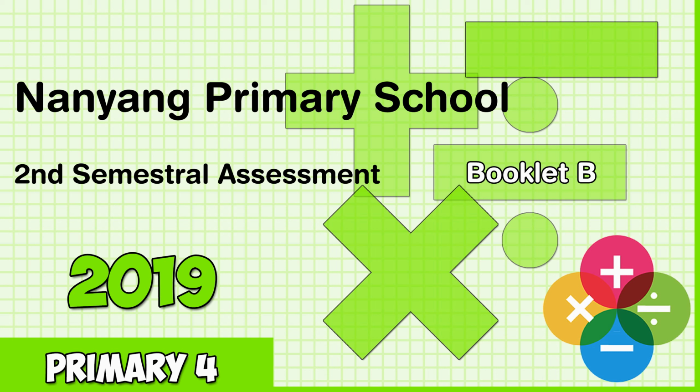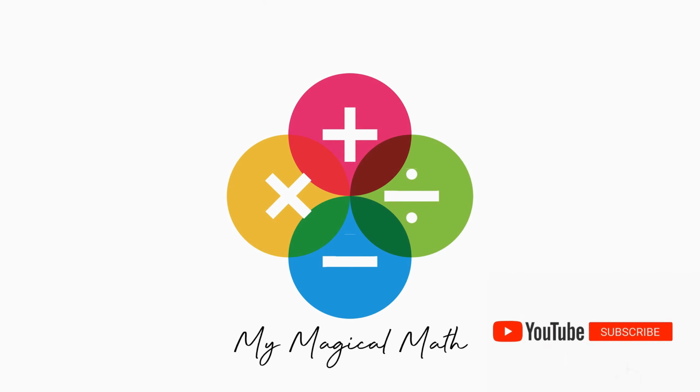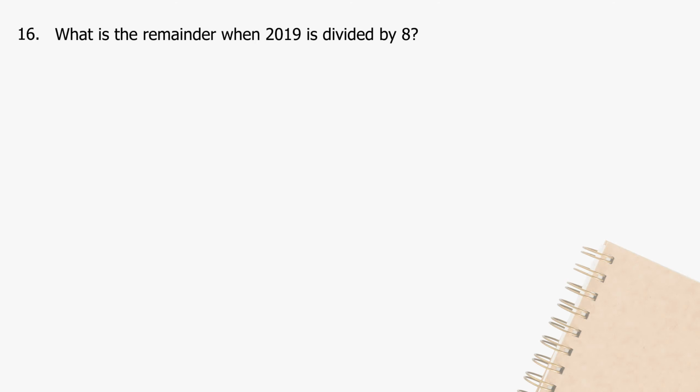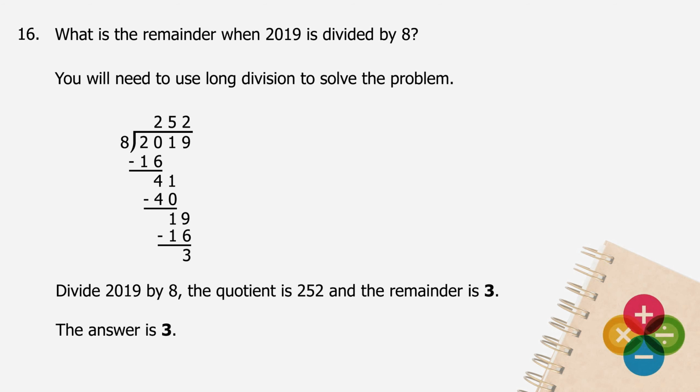Nanyang Primary School. Second Semestral Assessment 2019. Primary 4 Mathematics. Booklet B. Question 16. What is the remainder when 2019 is divided by 8? You will need to use long division to solve the problem. Divide 2019 by 8, and the quotient is 252, and the remainder is 3. The answer is 3.